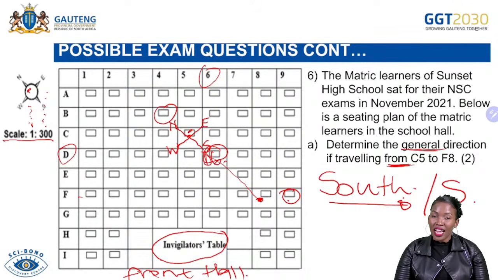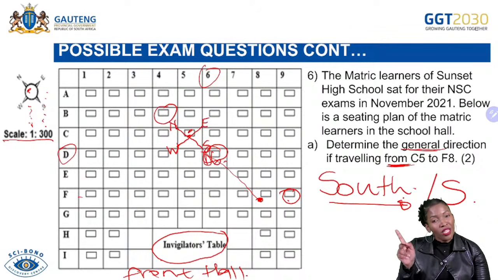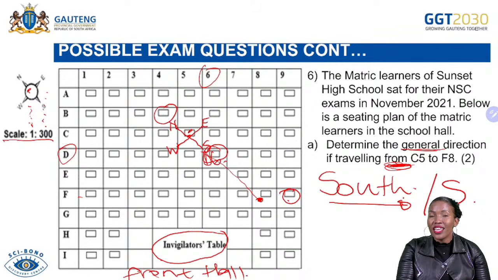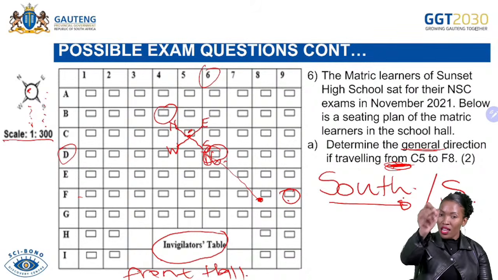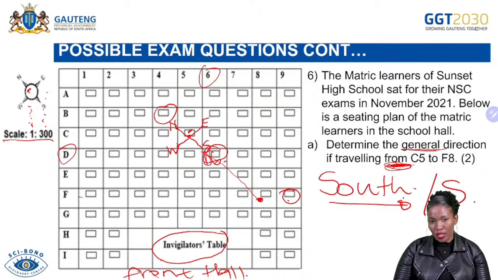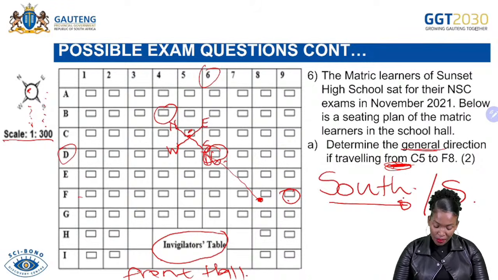So the key word, guys: in the general direction, when you see the word general, you know it must be compass. And they say from. When they say from, that place that they're saying you are from is where you put your compass direction. And then your compass direction will tell you the position of the other place that the examiner is asking about.